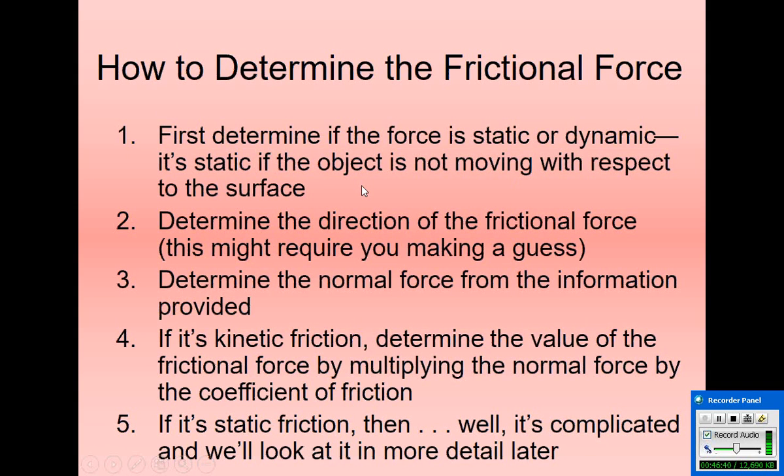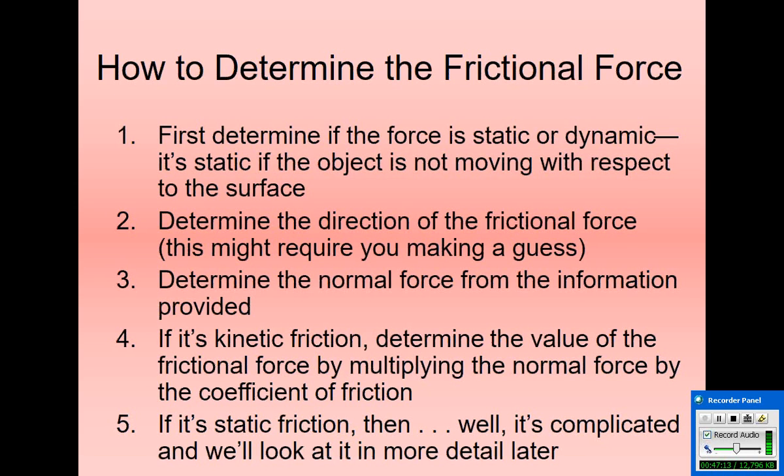When you have a situation with a frictional force, what are the general steps you should follow? First, determine if it's the static frictional force or the kinetic frictional force. Determine the direction of the frictional force. If an object is moving across a surface, then you know that the kinetic frictional force opposes the direction of motion. I don't care if the object is speeding up, slowing down, or moving at constant velocity, the kinetic frictional force always opposes the direction of the motion.